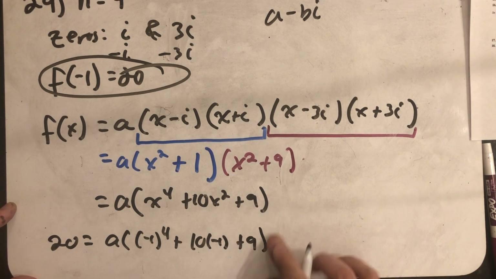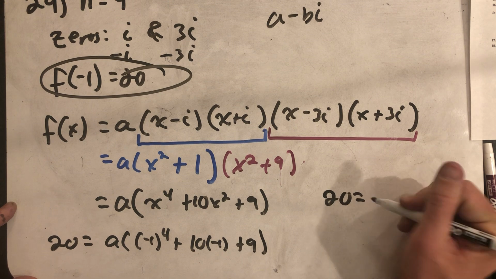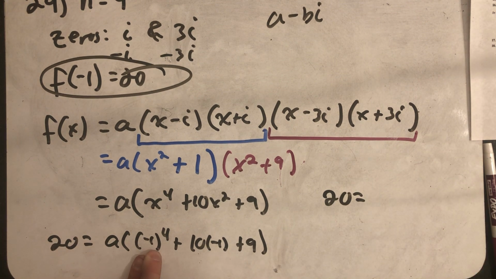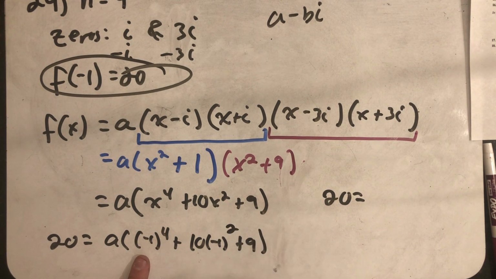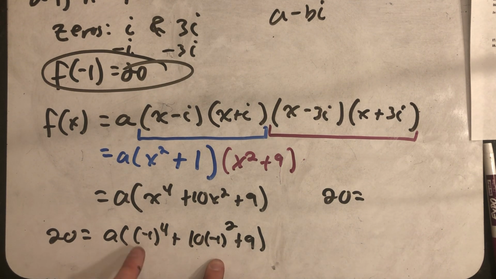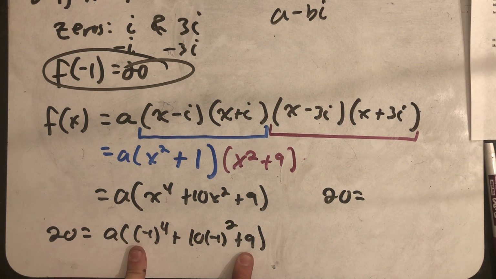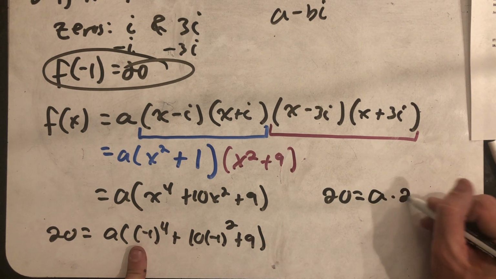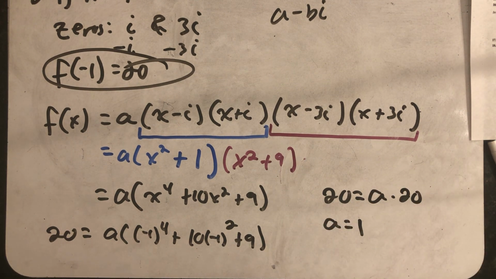All right, so let's see, I have 20 equals a times, and in this I'd have 1 plus 10 plus 9 more. So let's see, 1 minus, I was right the first time because I forgot to write that squared down. See, I knew that was going to be a 1. All right, 1 plus 10 plus 9. So I have a times 20. And a has to be 1.